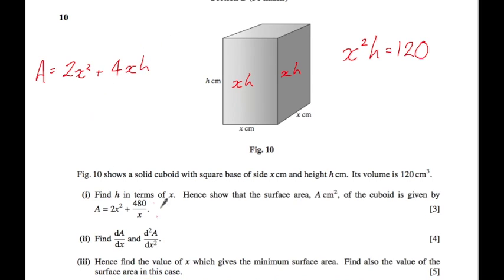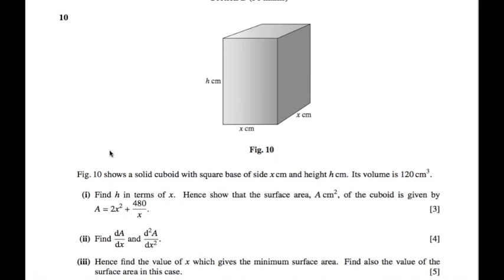Right, the problem is though, this just has x's in it, we need to get rid of this h. But we also know the link between x and h is that h is 120 over x squared, so I can replace the h there with 120 over x squared. So we can see one of these x's will cancel, and we're left with 4 times 120 over x, which nicely is exactly what they've got there.